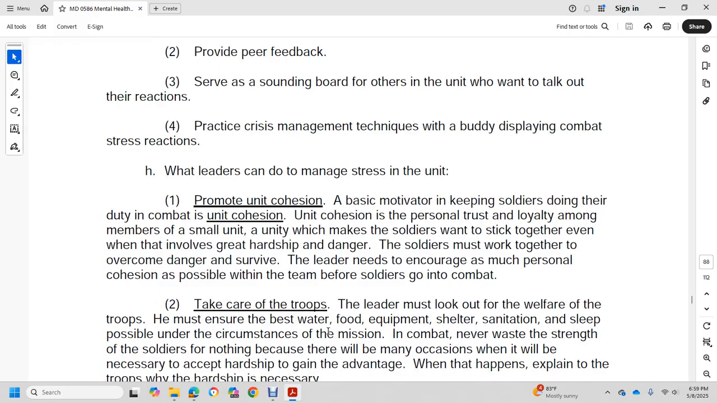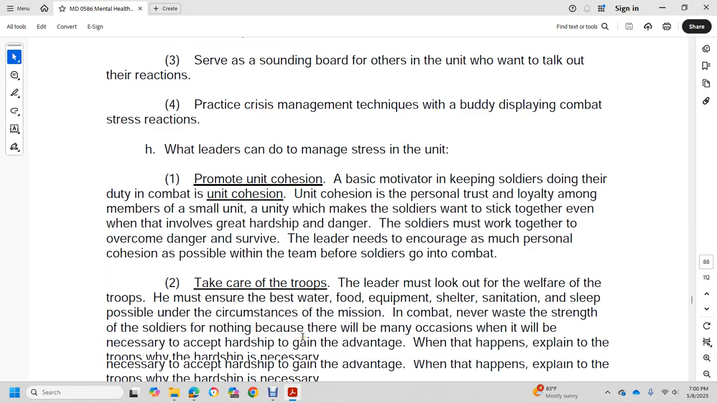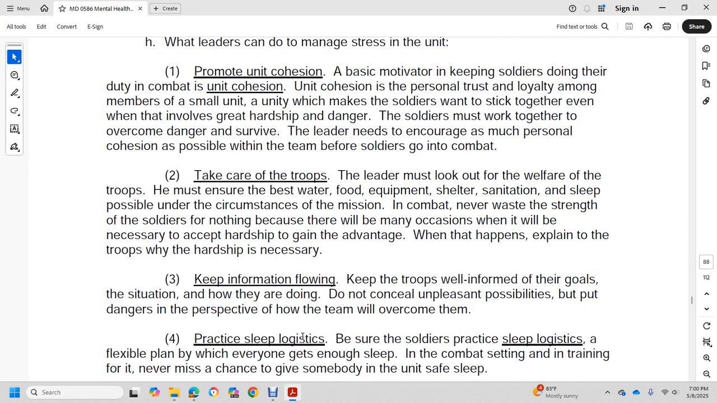Combat never wastes the strength of the soldier, because there will be many occasions when it will be necessary to accept hardship to gain advantage, but it helps to explain to the troops why the hardship is necessary. Keep information flowing, and keep the troops well informed of the goals, the situation, and how they are doing. Do not conceal unpleasant possibilities, but put the danger in perspective of how the team will overcome them.